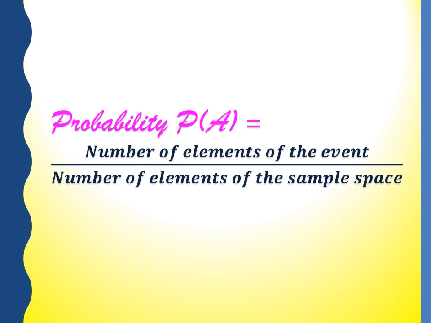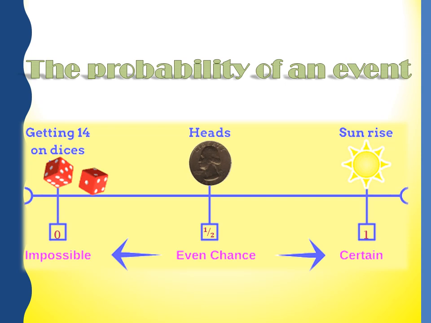To calculate the probability of any event, the probability of the event A equals the number of elements of the event out of the number of elements of the sample space. Don't forget that the probability of the certain event or the sure event is 1, the probability of the impossible event is 0, and the probability of the even chance is half.